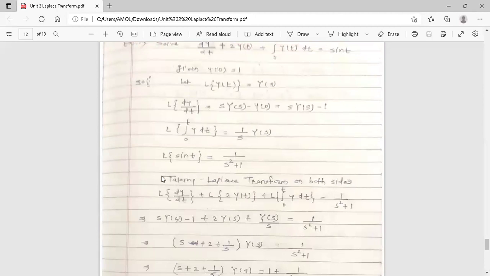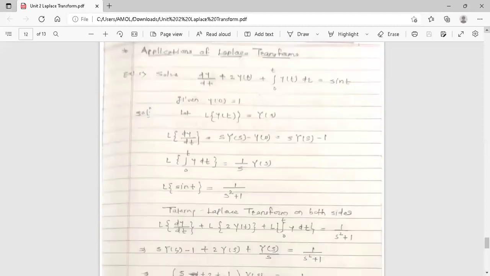Now, taking Laplace transform on both sides of the given differential equation. This is the given differential equation. You take Laplace transform on both sides, and it is Laplace of dy/dt plus Laplace transform of 2y(t) plus Laplace transform of integration over 0 to t of y dt is equal to 1/(s squared plus 1). Laplace transform of sin t is 1/(s squared plus 1).